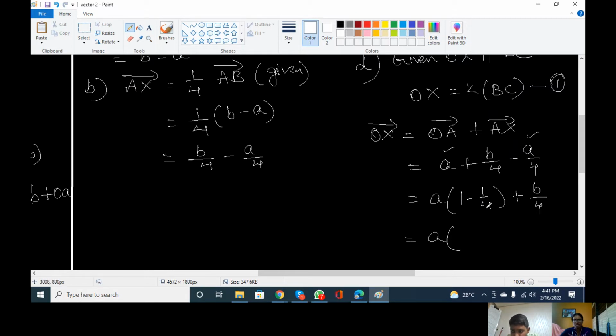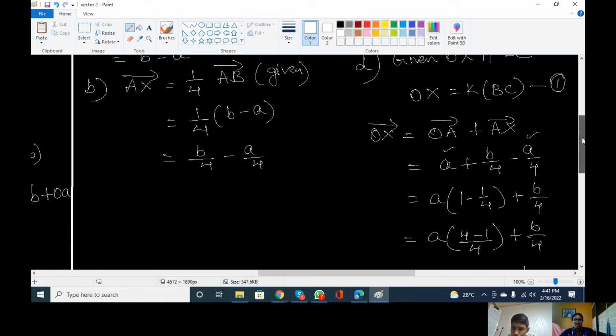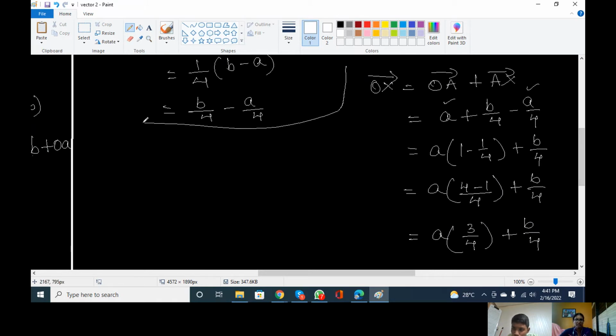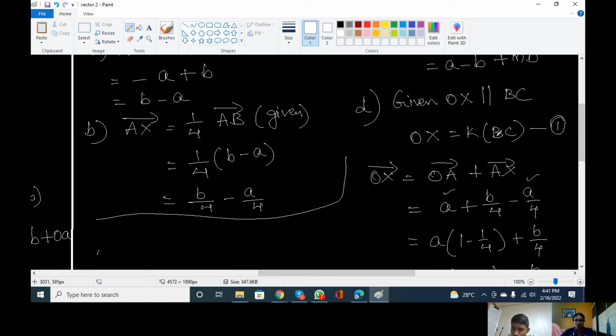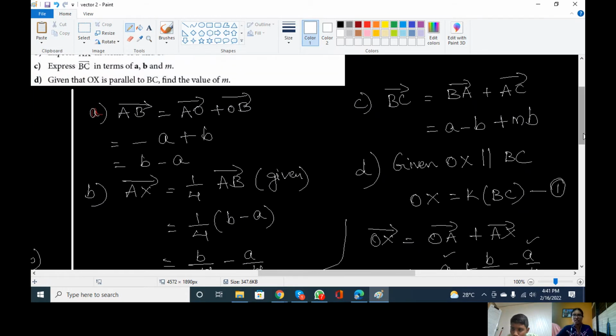So 4 is the LCM, and this is 4 times. 4 ones are 4 minus 1, plus b over 4. And this 4 minus 3 is 3 over 4 a plus b over 4. We can leave our answer in this way. What is this? This is OX. In our equation, we want BC. BC we didn't find. Oh, we got it already. No need of finding.